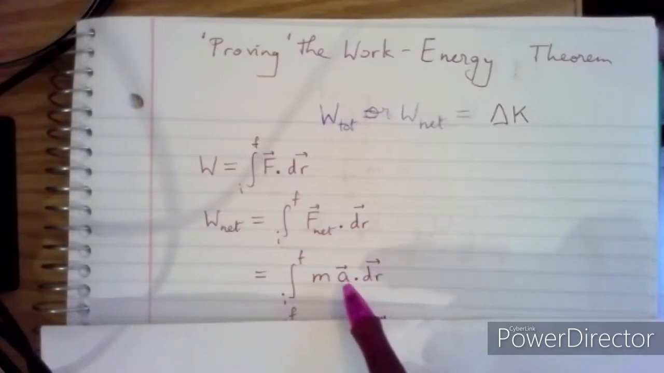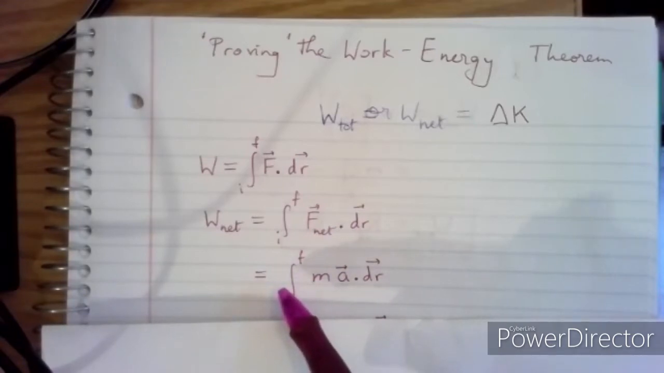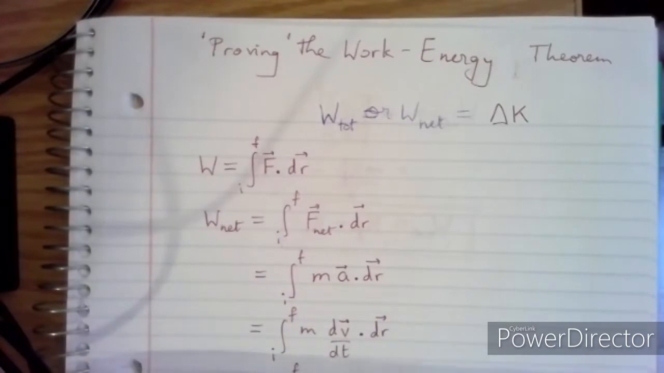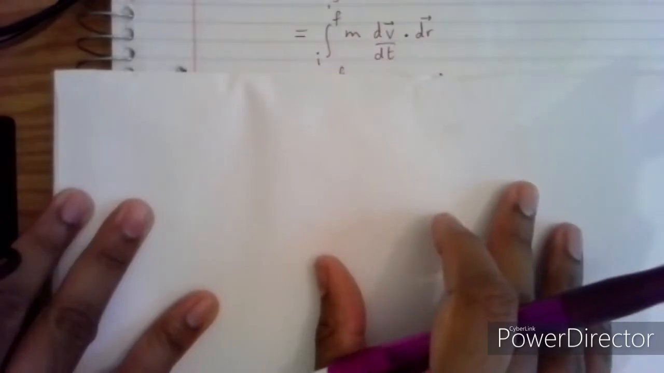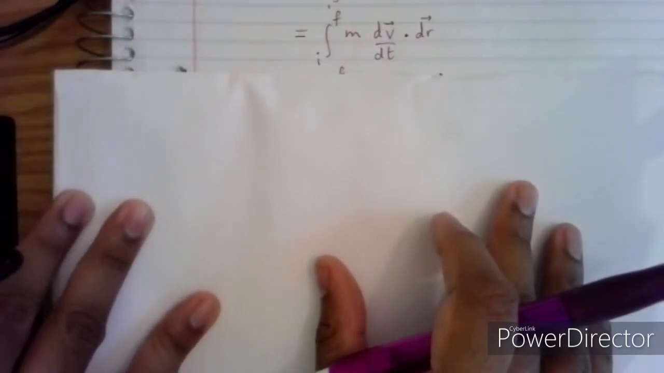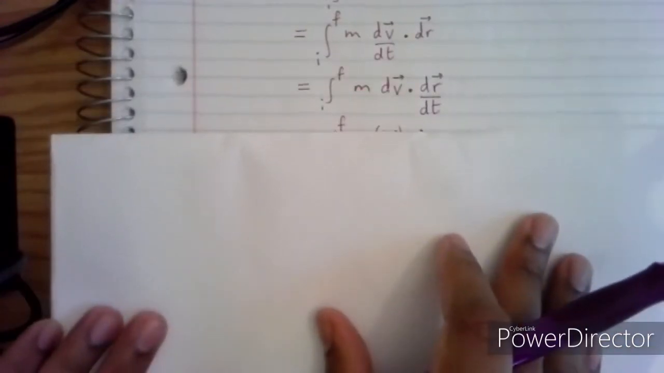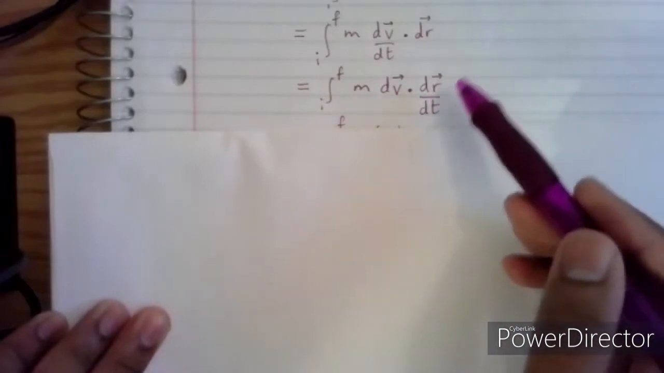m is just a scalar constant, so it can sit out front. In fact, we can pull it out of the integral if we need to. But acceleration is simply the rate of change of velocity. So it's dv over dt. The next step is the slightly dubious one. We simply shift the dt over so that we now have dv dotted with dr over dt.